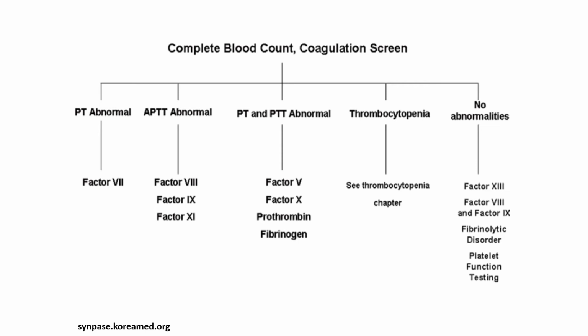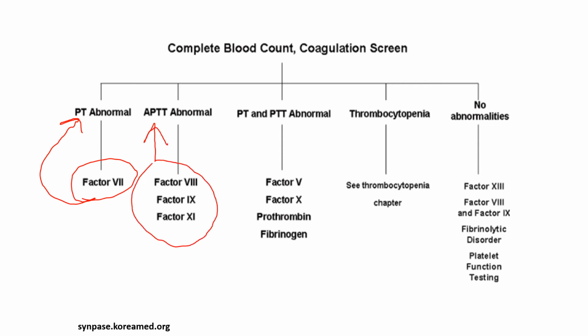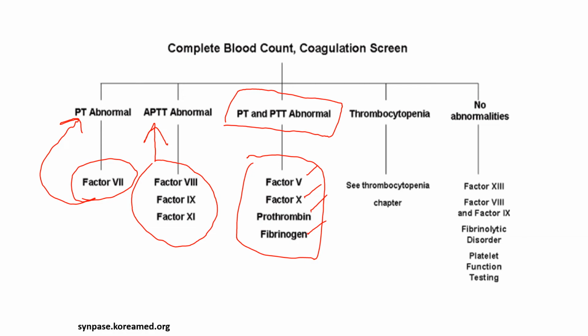If you have deficiency in factor 7, this will lead to prolongation in PT time. Instead of having 12 seconds to form fibrin, the body needs, for example, 1 minute to form fibrin if you have deficiency in factor 7. What factors deficiency may lead to prolongation in PTT? Intrinsic pathway factors, okay? What factors lead to prolongation in both PT and PTT? Common pathway factors, factor 10, factor 2, factor 1, and factor 5.